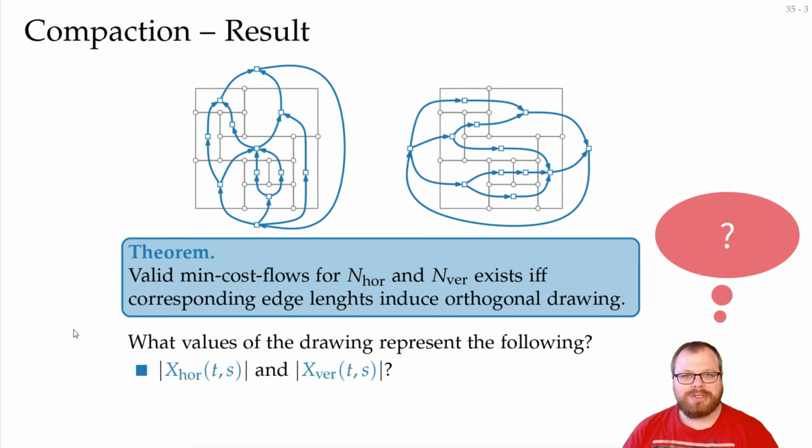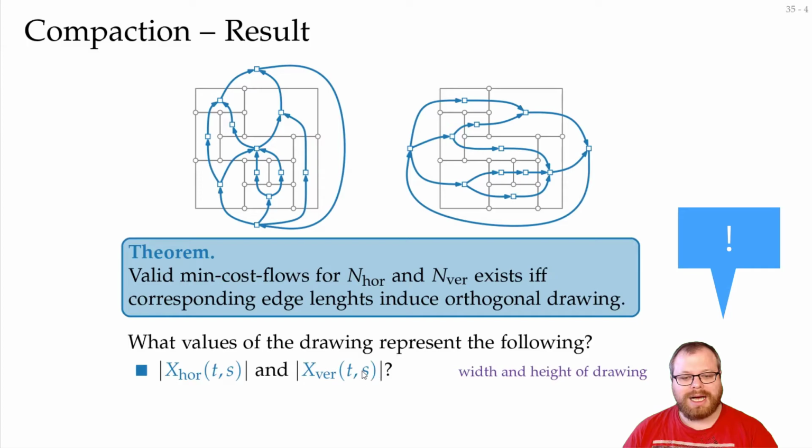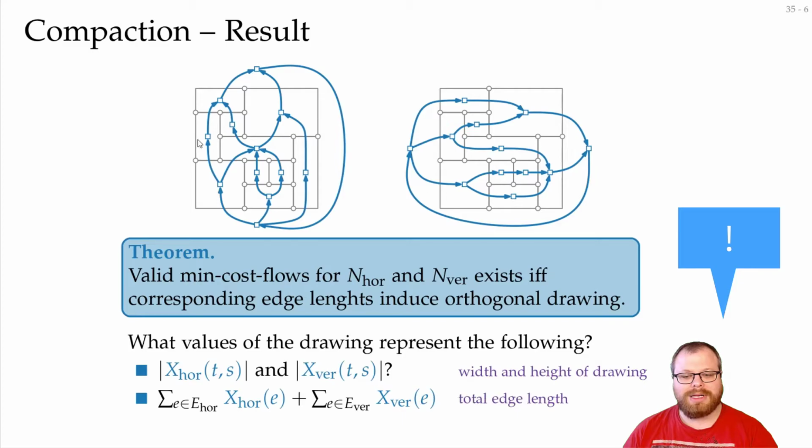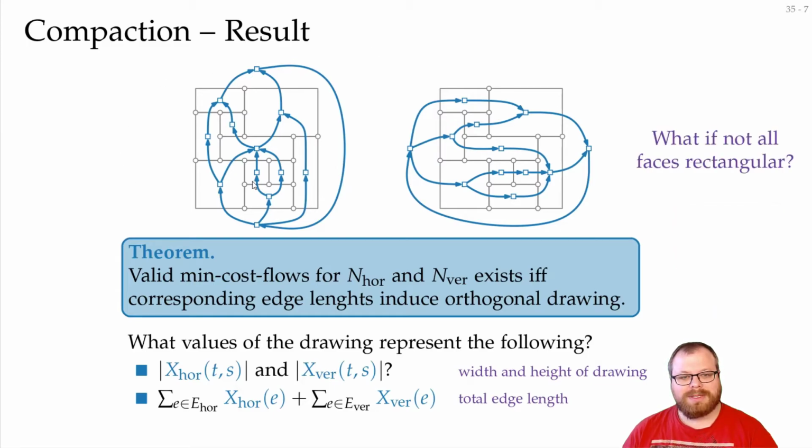Now 2 more questions for you. What do these 2 numbers here represent? Now this is the total width and this is the total height of the drawing. This is the sum of the flows going out here or coming in here. This is exactly the width. And what do these numbers here represent? This is the total edge length. This is just summing up the flow of all the segments, and doing that you get the total edge length of the drawing.